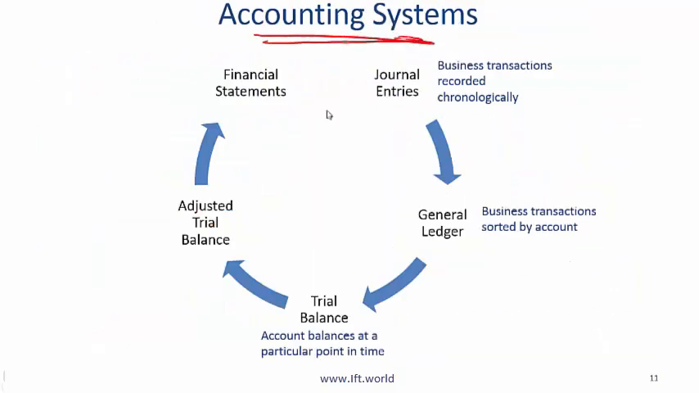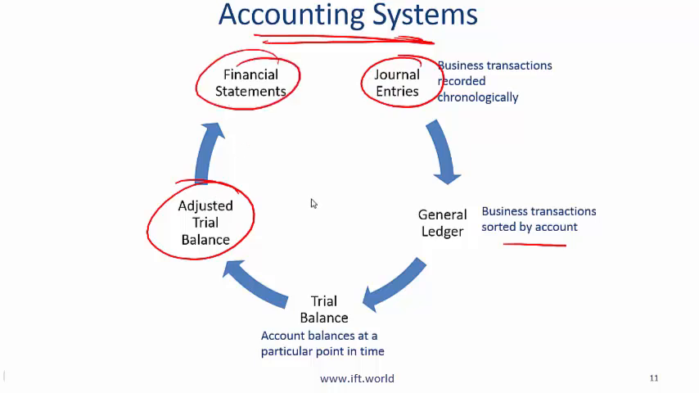This slide deals with accounting systems. So just very briefly, the first step is to create journal entries where the business transactions are recorded chronologically. From this, we create a general ledger where the business transactions are sorted by account. Then we create a trial balance where account balances at a particular point in time are recorded. So you'll say cash on 31st December is this, inventory on 31st December is so and so. Then any adjustments to that are made, and we have the adjusted trial balance, and it is the adjusted trial balance which is then used to create the financial statements.